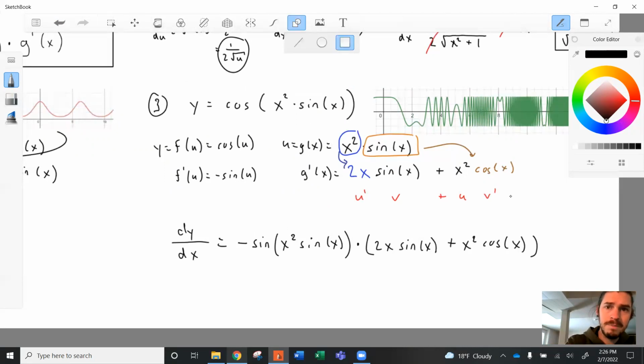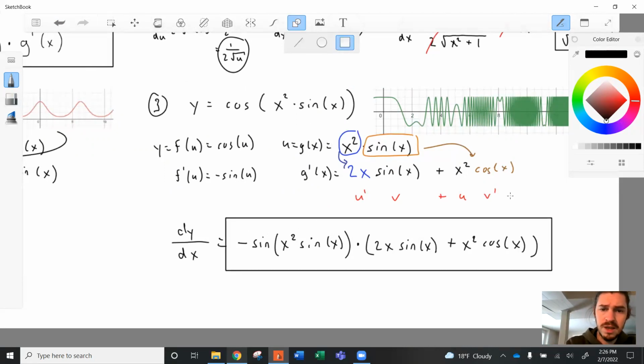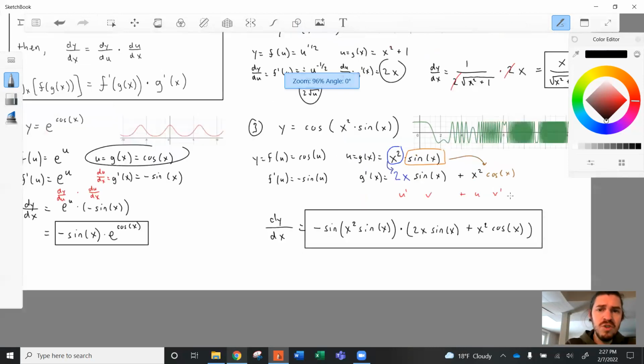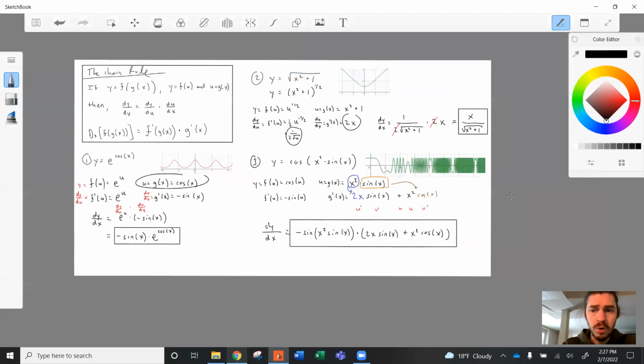And that is my derivative using the chain rule. Like I said, that one is a little bit longer, a little bit more complicated, but it's still the exact same process. Now, as you practice these sort of things more and more, you will find you don't need to show as many steps as I have shown.